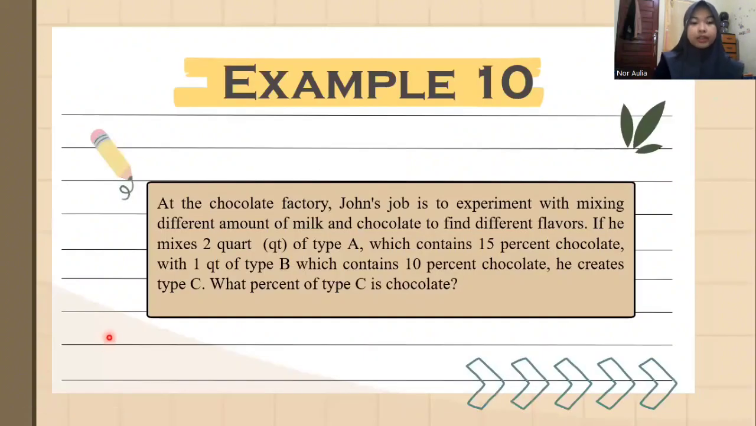Example 10. The question: at the chocolate factory, John's job is to experiment with mixing different amounts of milk and chocolate to find different flavors. If he mixes 2 quarts of type A, which contains 15% chocolate, with 1 quart of type B, which contains 10% chocolate, he creates type C. What percent of type C is chocolate?